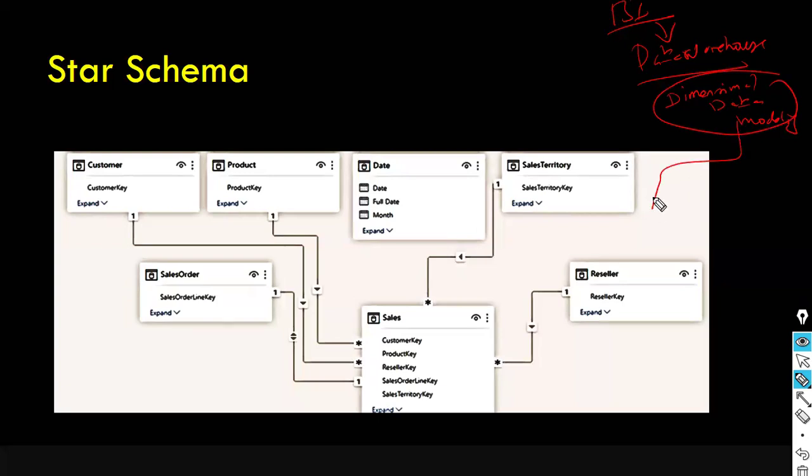There are two types of dimensional modeling. One is the star, the other one is snowflake. Star dimensional modeling and then snowflake modeling. It is also called star schema or snowflake schema. First of all, what is dimensional data modeling?